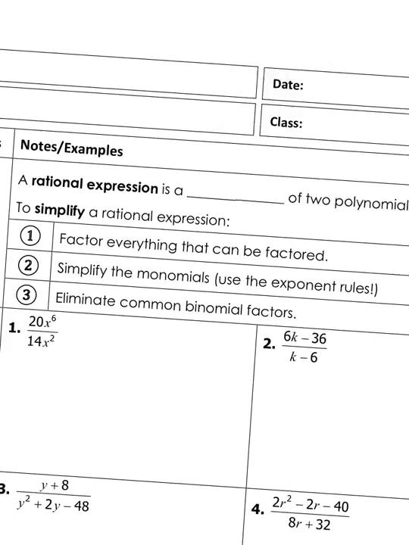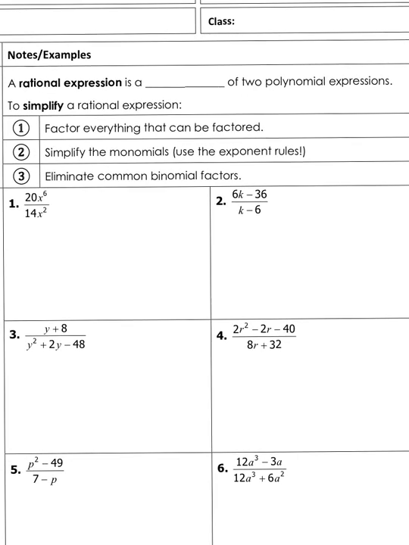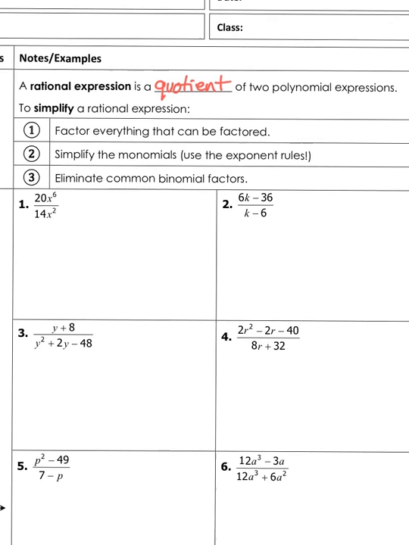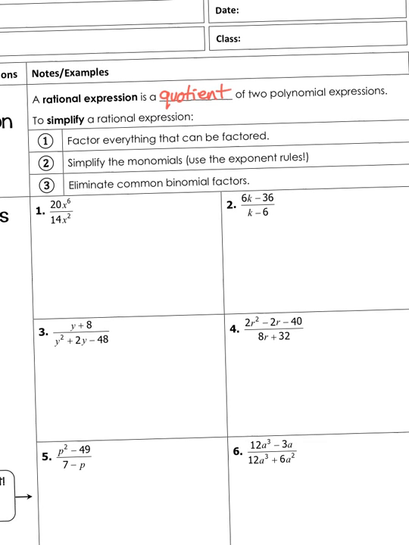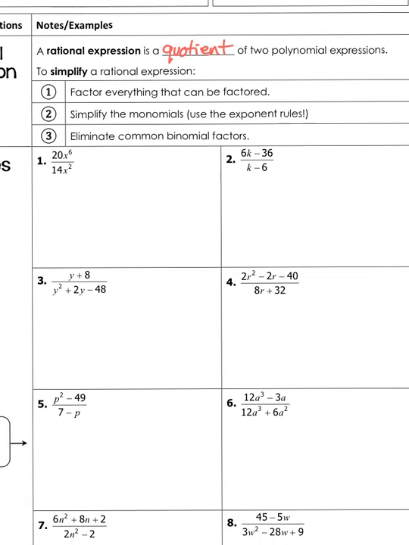So a rational expression, let's get the whole definition on there. There we go. The rational expression is a quotient of two polynomial expressions. So if we're trying to simplify, there are some things we need to look for. We're going to try to factor everything that can be factored, simplify the monomials, remember your exponent rules, and then we're going to eliminate common binomial factors.